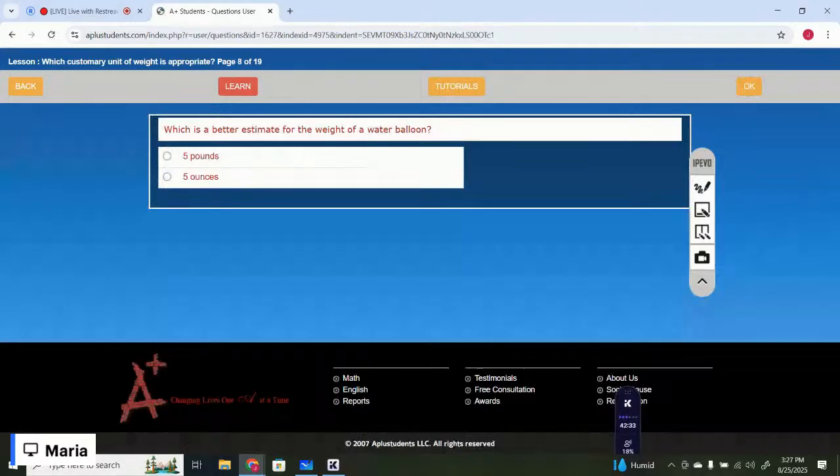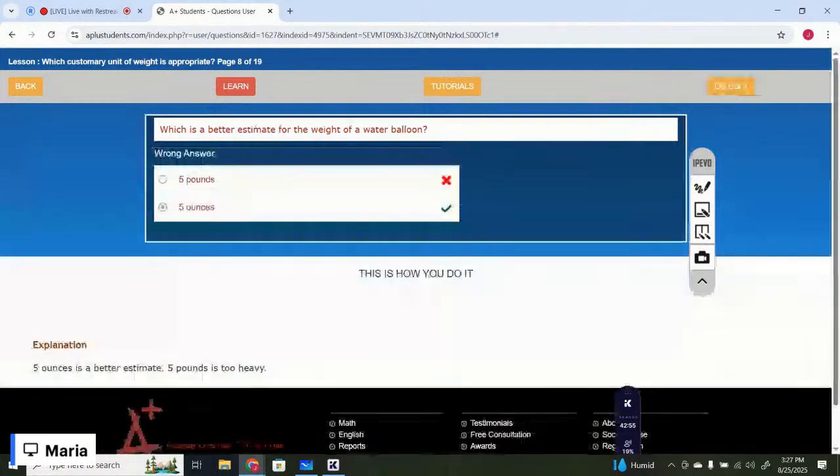Which is a better estimate for the weight of a water bottle? It would be 5 pounds. Option number one is the correct option. It would be 5 ounces.